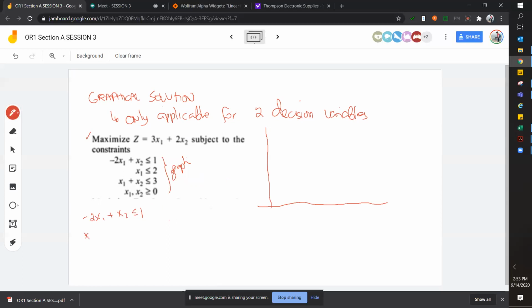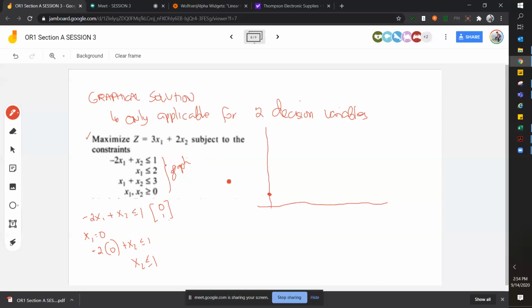So, if x sub 1 is equal to 0, so negative 2. So I have negative 2 times 0 plus x sub 2 less than or equal to 1, x sub 2 less than or equal to 1. Tama? So simply we can put it as 0, then 1. So ito siya, 0 and 1.